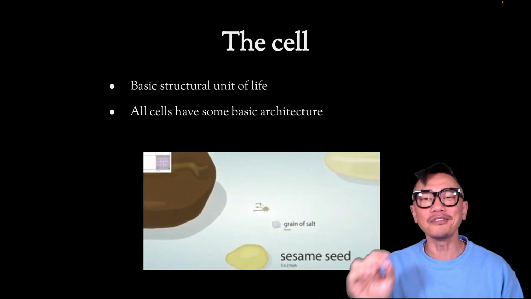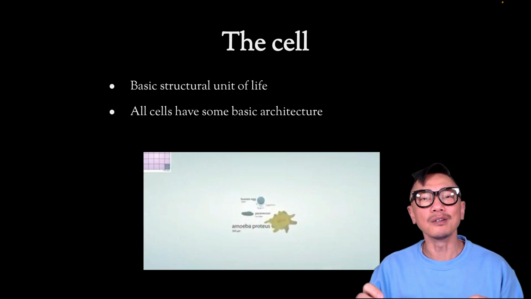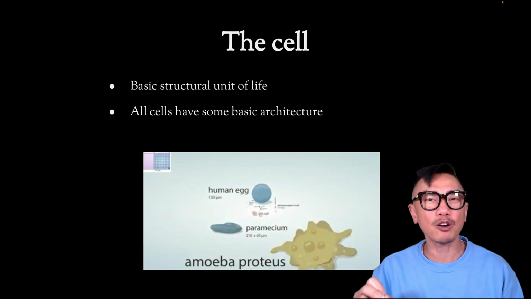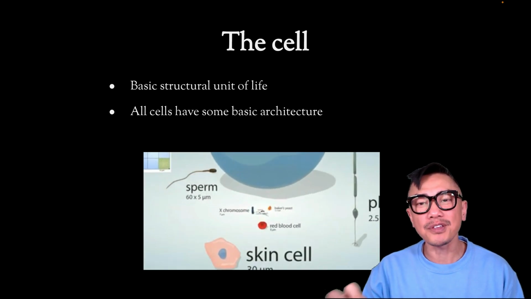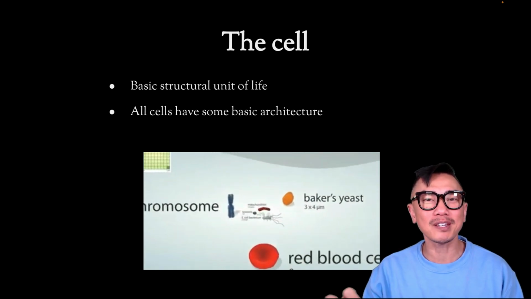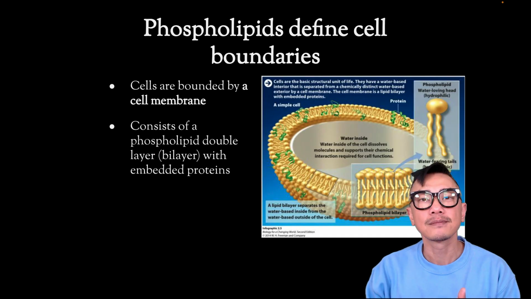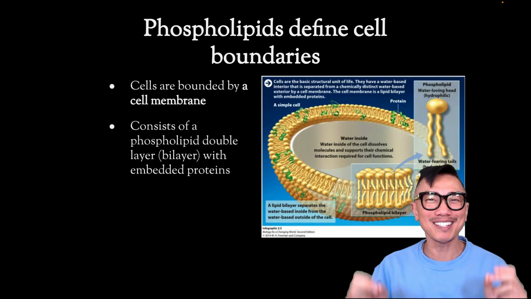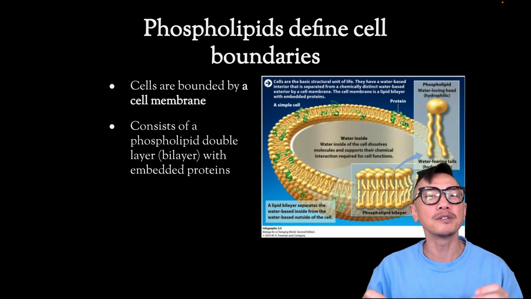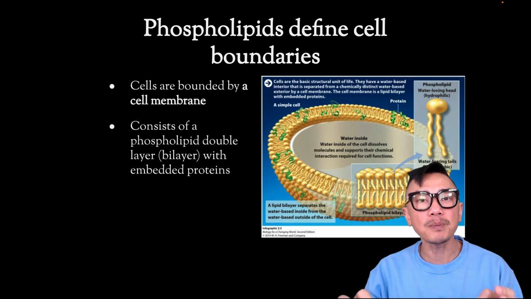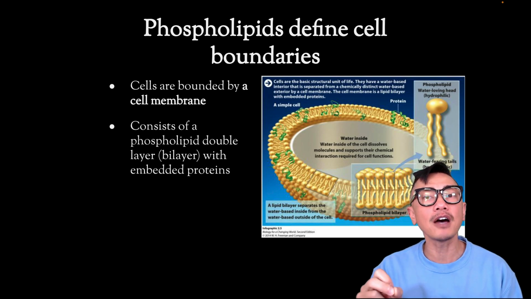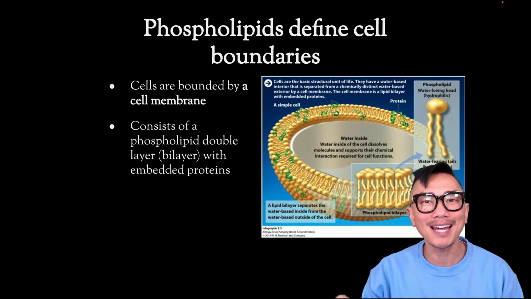The basic unit of life is the cell. Cells are made up of all the different macromolecules we just talked about. Cells in all living things have some shared basic architecture. All cells are surrounded by a cell membrane. Cell membranes are made up of a phospholipid double layer with embedded proteins. Phospholipids are lipids that have a phosphorus component. The double layer is also called a bilayer.